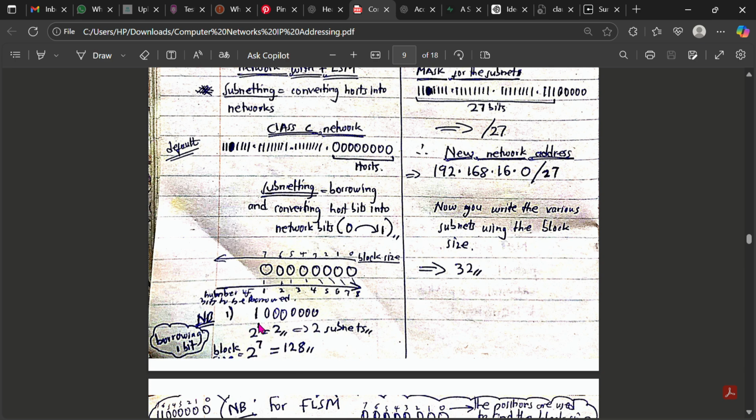Whatever number of bits you borrow becomes the power of 2 to get the number of subnets. So if you borrow 1, you get 2 subnets, and the rest becomes the remaining block size. To find the block size, it's 2 to the remaining number of bits. Do you get it?